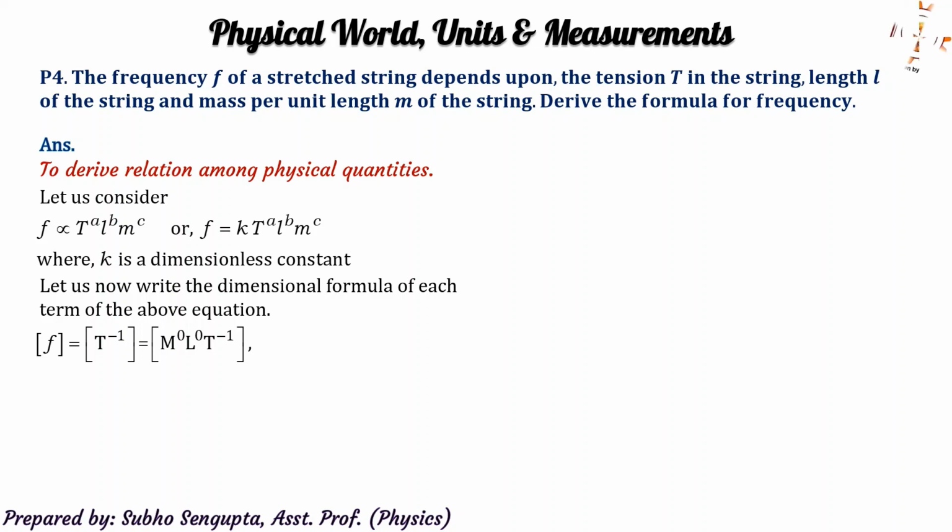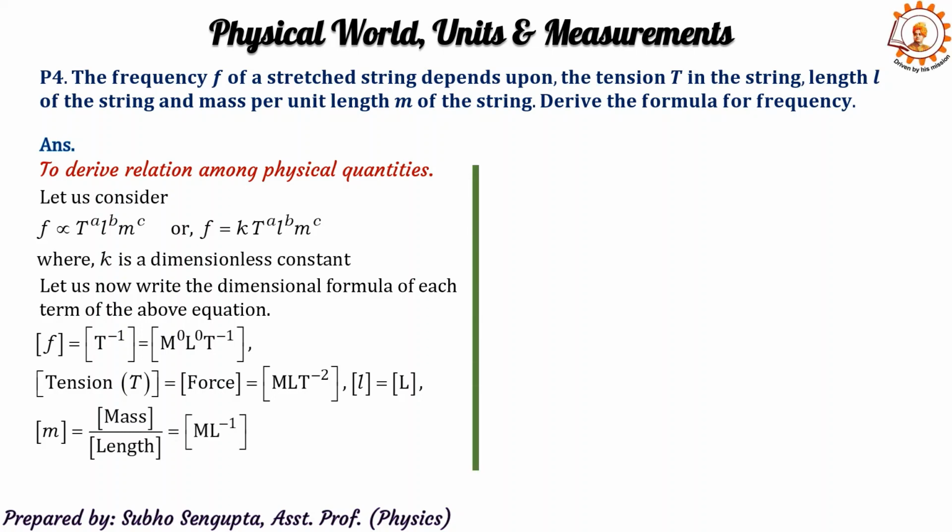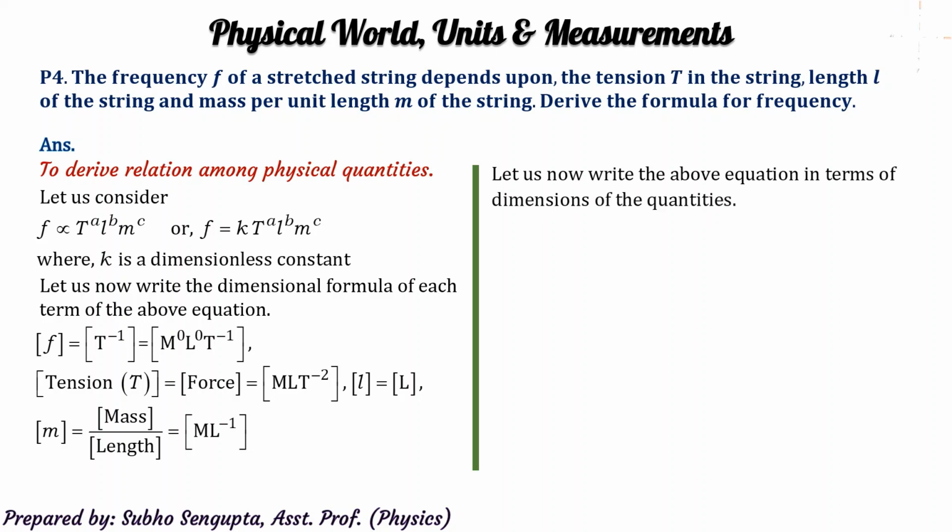Next is tension, which is nothing but force. Hence, the dimensional formula of tension is [M L T^-2]. Next is length, which has the dimensional formula [L]. Finally, the mass per unit length is mathematically expressed as mass divided by length. So, the dimensional formula of mass per unit length is [M L^-1]. Now we will write the reference equation in terms of dimensional formulae of the quantities.